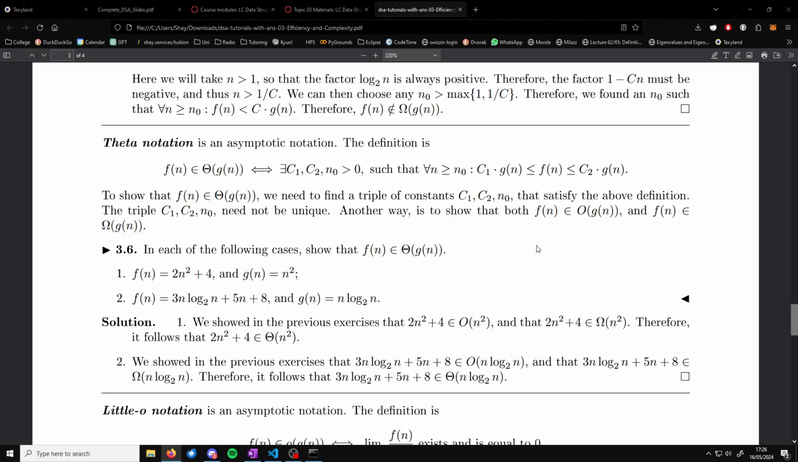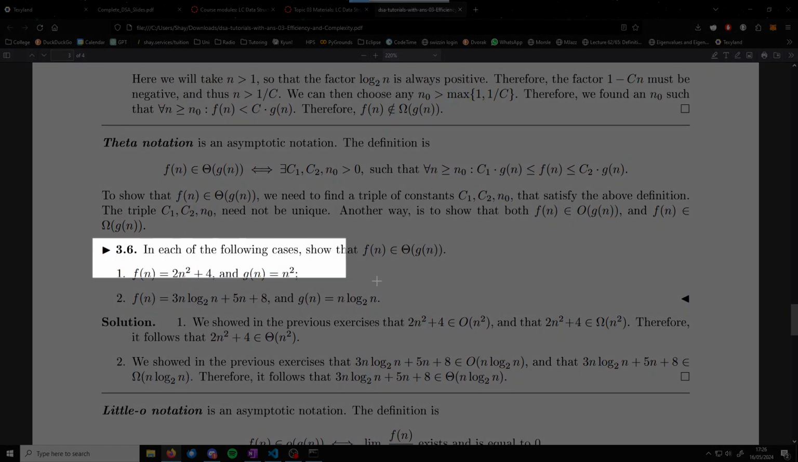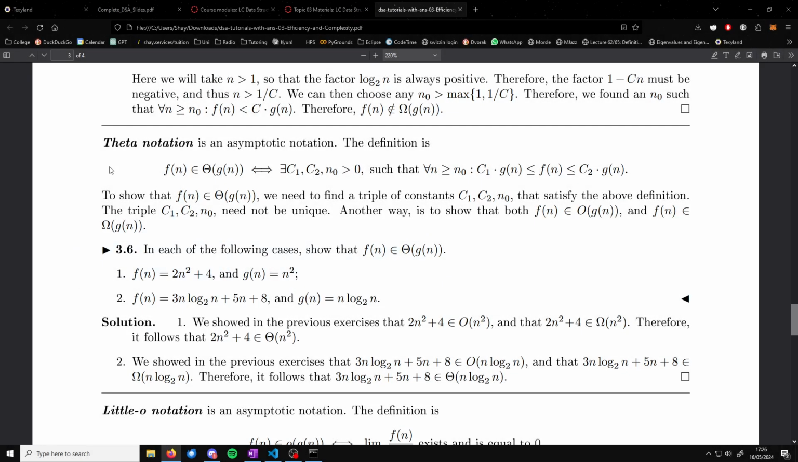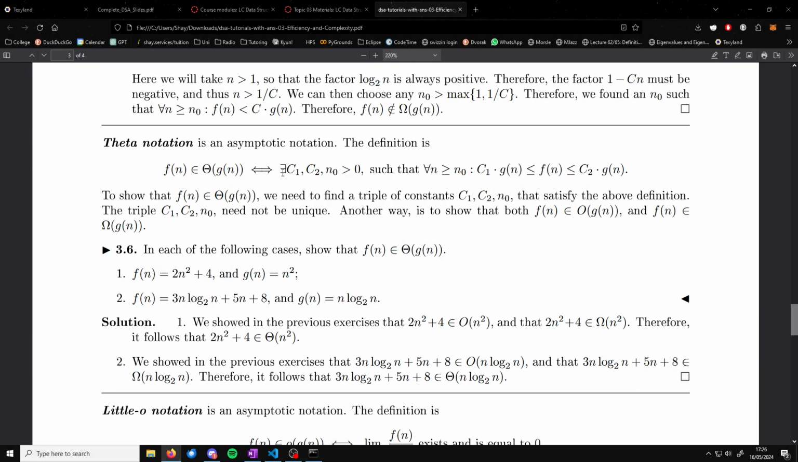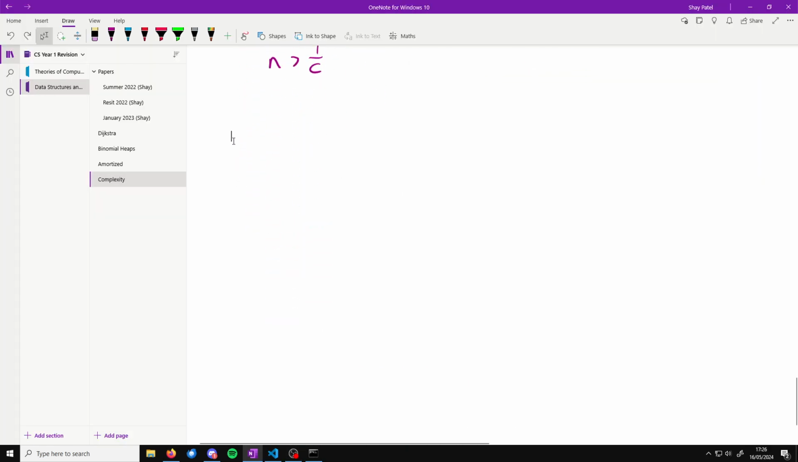Okay, so for theta notation, we just have to prove that something's in theta. We don't have to really prove something's not in theta. So to prove something's in theta, let's take a look at this first question. Just to recap the definition, f of n is in theta of g of n if and only if there exists some c1 and some c2 and some n0, such that for all values of n greater than or equal to n0, c1 times the function is a lower bound for f of n, and c2 times the function is an upper bound of f of n. So let's have a go at this question.